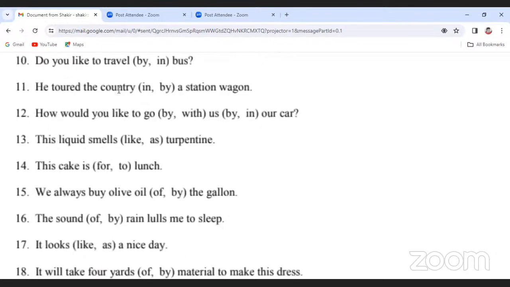We move to number 11. He toured the country dash a station wagon. He toured the country dash a station wagon. In a station wagon.